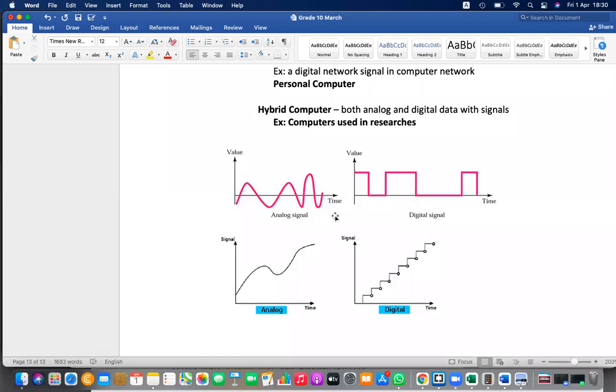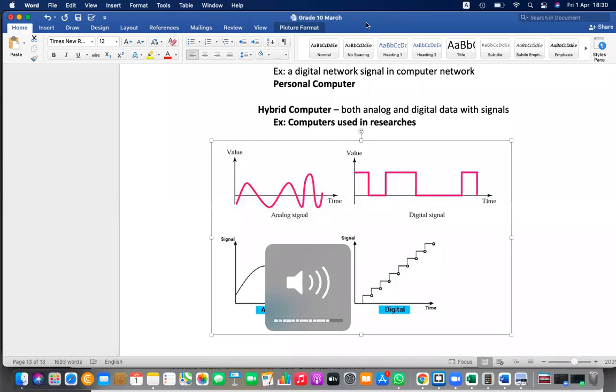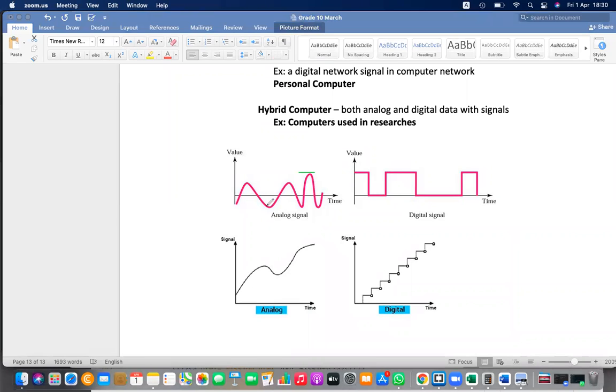On the left-hand side, you can see analog signals, two kinds of analog signals. Both are analog. It can be any value between a given range. This is the maximum and this is the minimum. In between, it can take any value. That is analog. But see the digital signal: only two values, this value and this value.